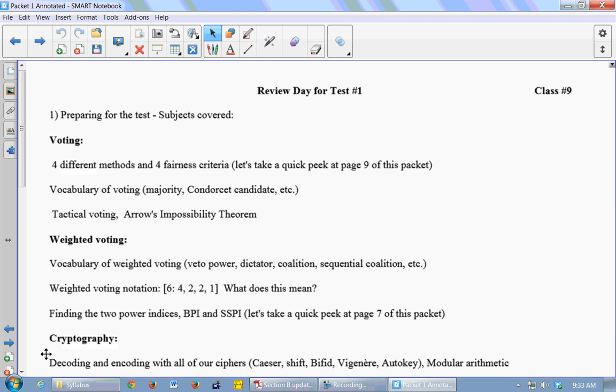You should be familiar with the vocabulary of voting. What is a majority? What is a Condorcet candidate, etc. Lots of vocabulary in there. Tactical voting and Arrow's impossibility theorem.